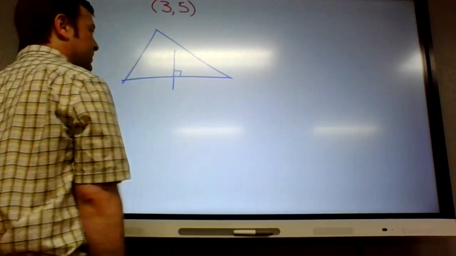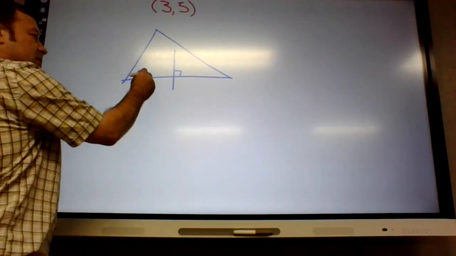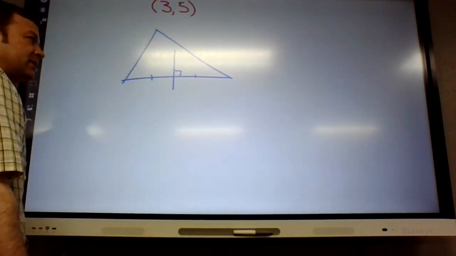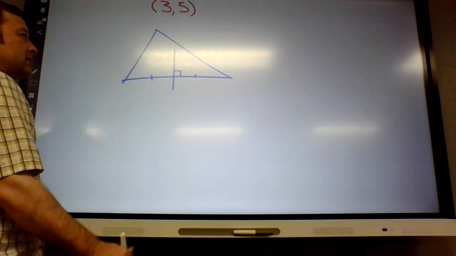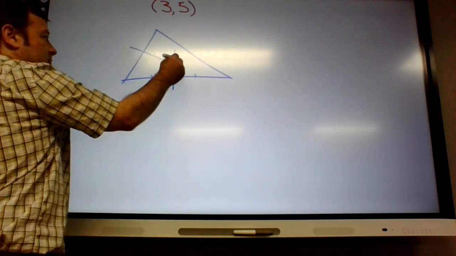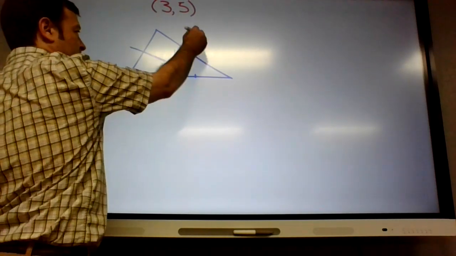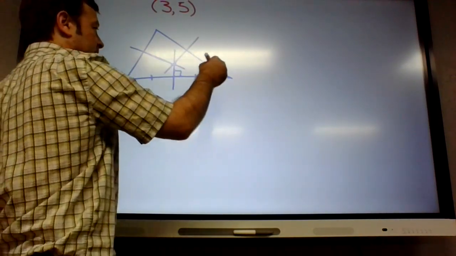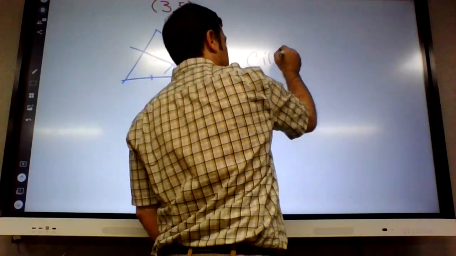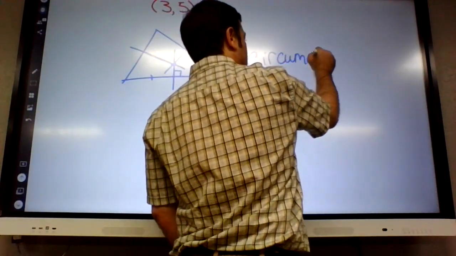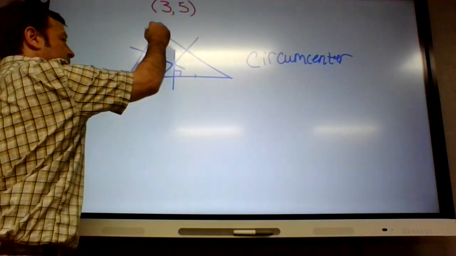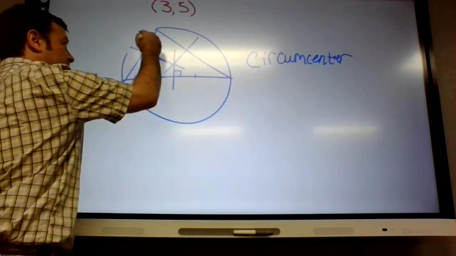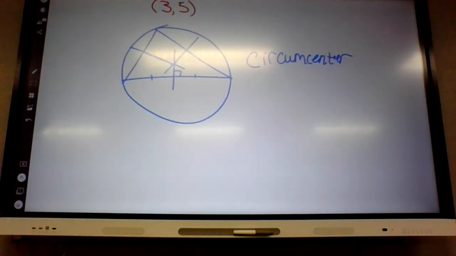Okay, what is that thing? That is a perpendicular bisector. Today's the 25th or the 24th? 25th. And where do all the perpendicular bisectors meet? It's called the circumcenter, because if you draw a circumscribed circle around there, it's going to be the center of that circle.